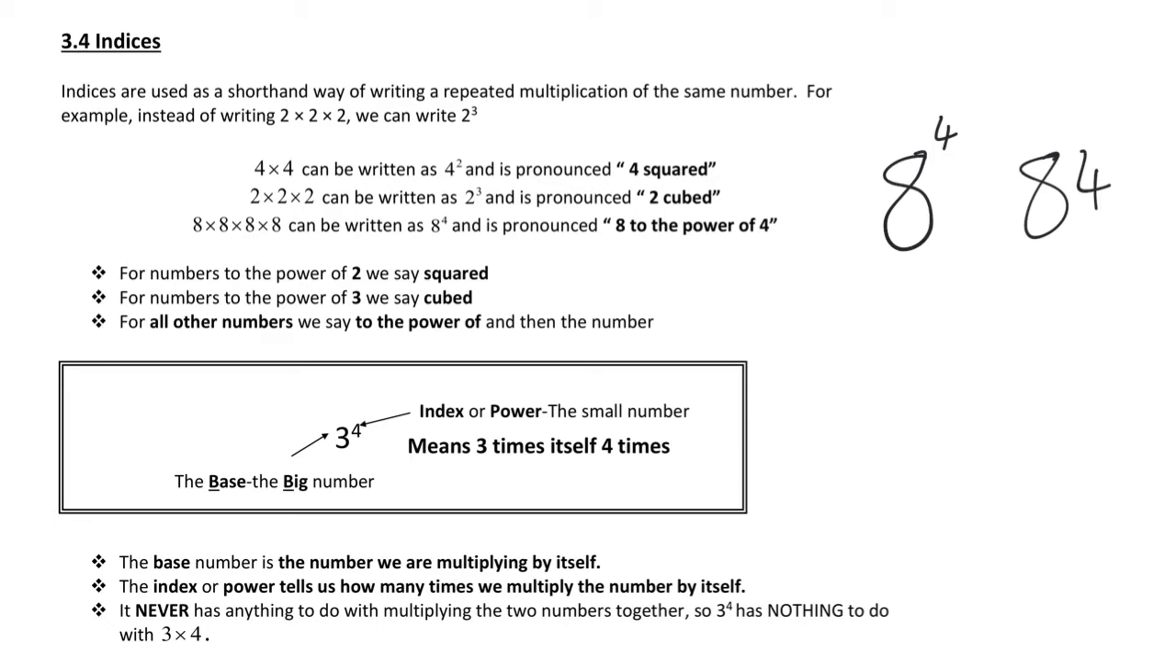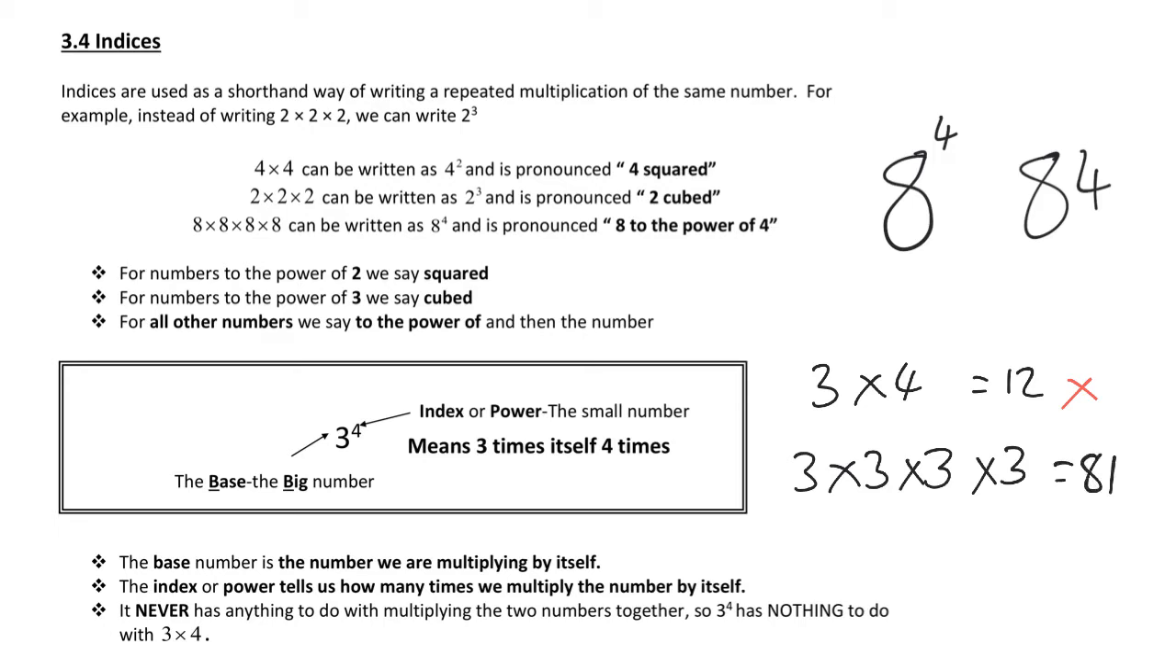So it doesn't mean 3 multiplied by 4, which would be 12. That's not what it means. It means 3 multiplied by 3, multiplied by 3, multiplied by 3, which clearly isn't 3 times 4, but that is 81. So just be careful whenever you're doing that.